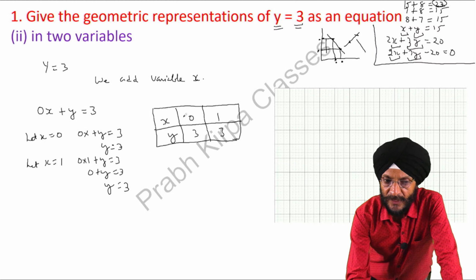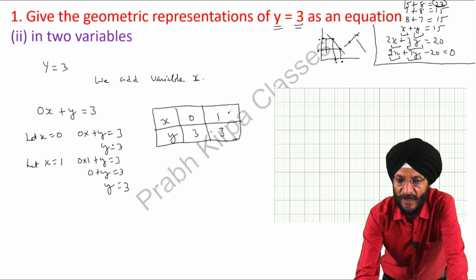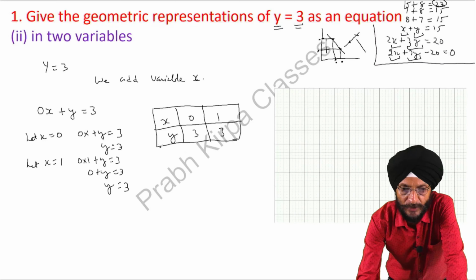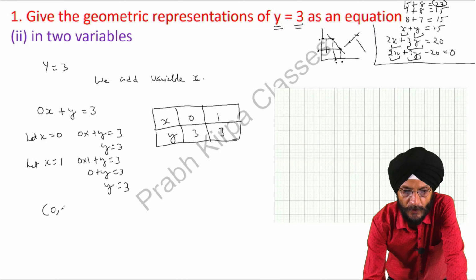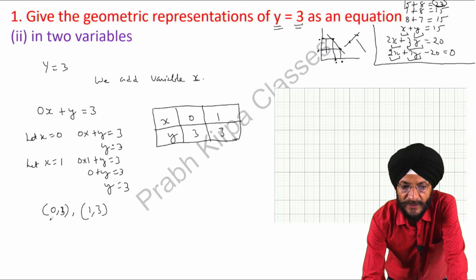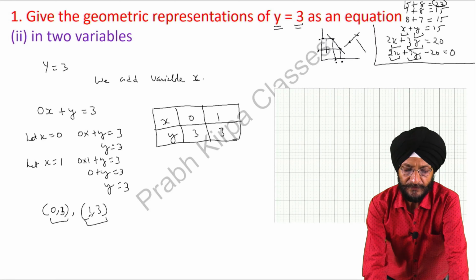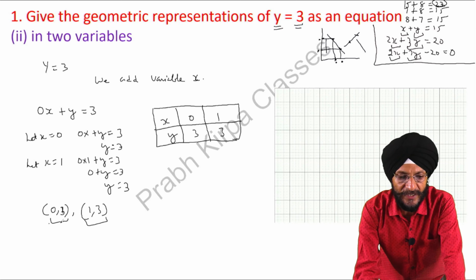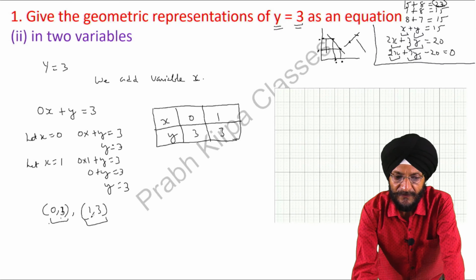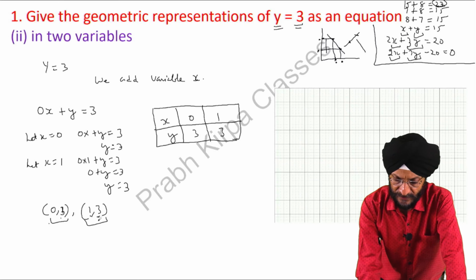We will now form the graph on the basis of these two solutions. What are the solutions which we have obtained? 0, 3, this is the first solution. Next is 1, 3, this is the second solution. While writing the solution, please note that the value of x is written first, value of y is written after that. Again, value of x has been written first, value of y has been written next.